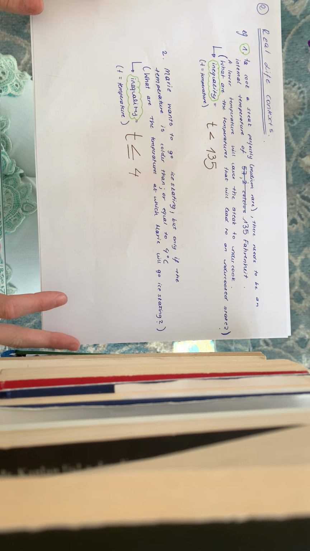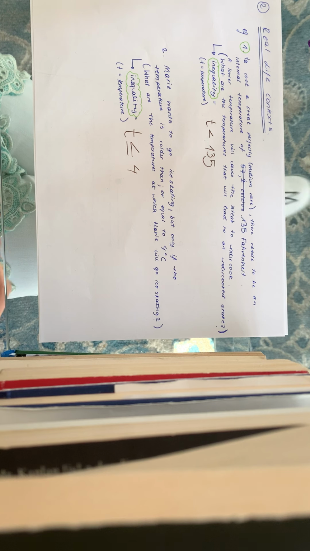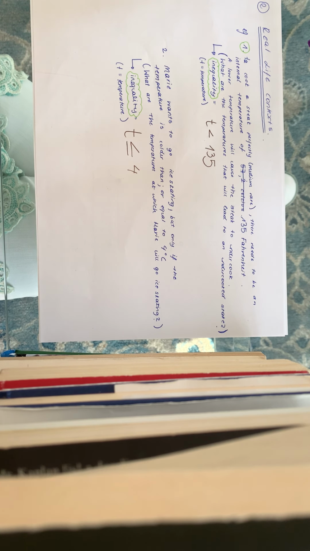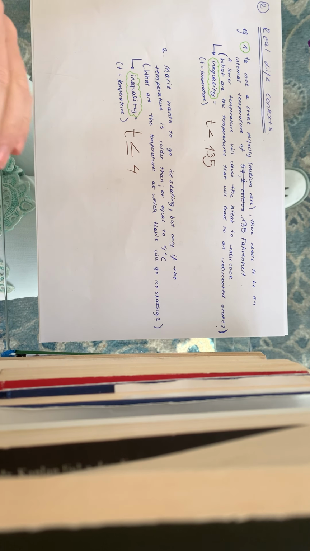Now I will give you real life examples. For example, to cook a steak perfectly, medium rare, there needs to be an internal temperature of 135 Fahrenheit inside of the steak. A lower temperature will cause the steak to undercook.